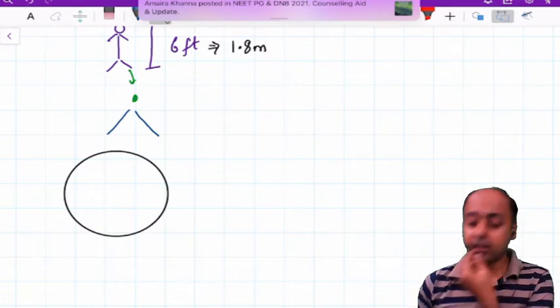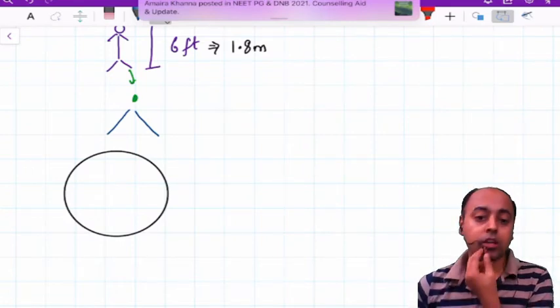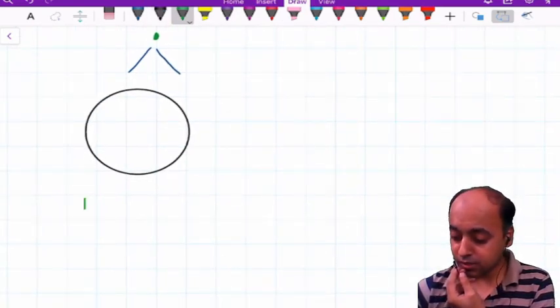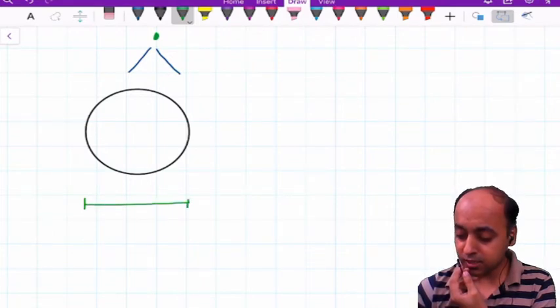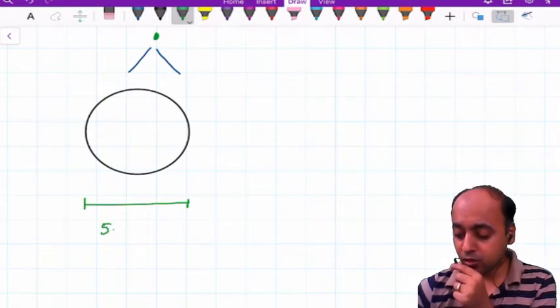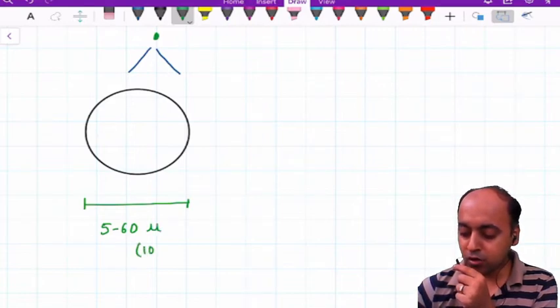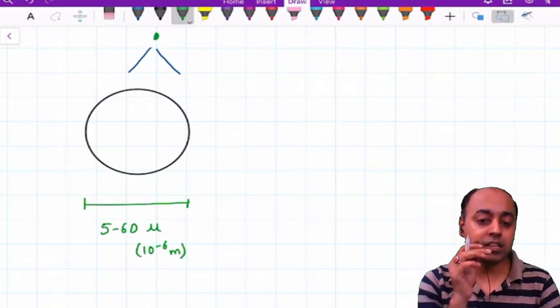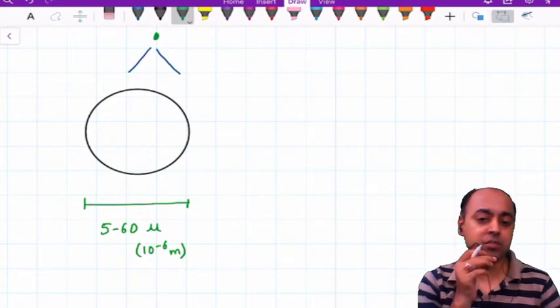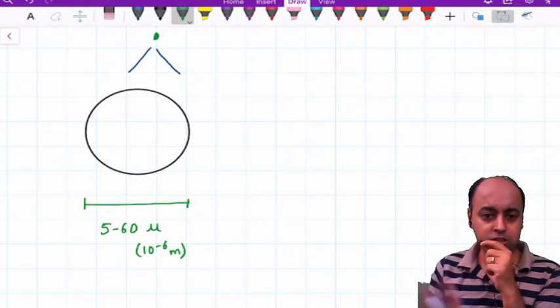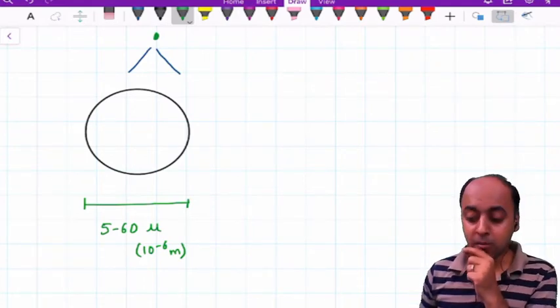Alright, I've magnified the view. Now, this cell, if you check the width of this cell, depending on whether it is the neuron or the RBC, the dimension can vary from 5 to 60 microns. The diameter of this cell can vary from 5 to 60 microns, depending on which cell we are talking about. You have seen this in your physiology and histology sections.